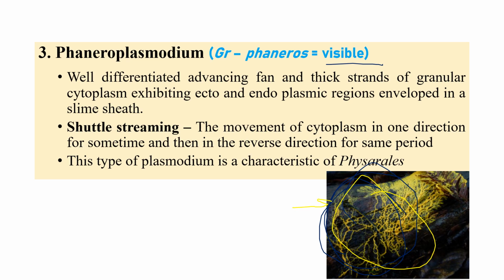Shuttling streaming is where the cytoplasm moves in one direction for some time. Imagine from this point it is moving in one direction, say 9 centimeters; in the other direction it will also move in the same way for the same period. So shuttling streaming means the movement of cytoplasm in one direction for some time, and then it goes in the reverse direction for the same time. They mention time, not distance, so make it correct. That is called shuttling streaming, which can be observed in phaneroplasmodium. This type of plasmodium is most common in the members of Physarales.